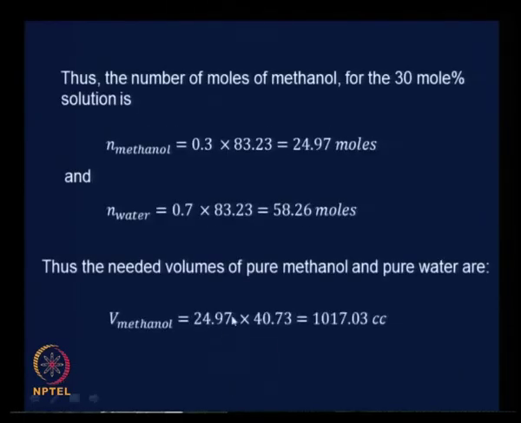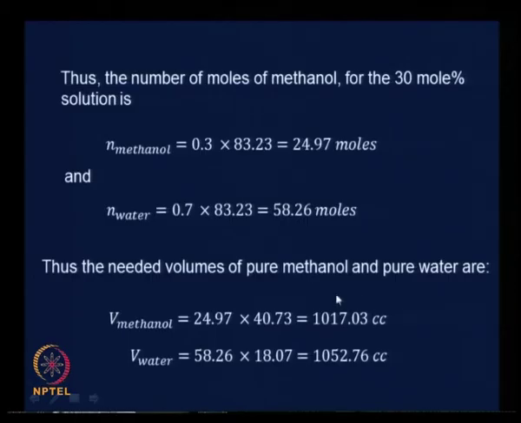Okay. So, the number of moles, which is what we found out, times the 40.73 molar volume turns out to be 1017.03 centimeter cubed, and the volume of water is 58.26 moles of water times the molar volume of water, 18.07, which is 1052.76 centimeter cubed. So, that brings us to whatever we need from the problem.